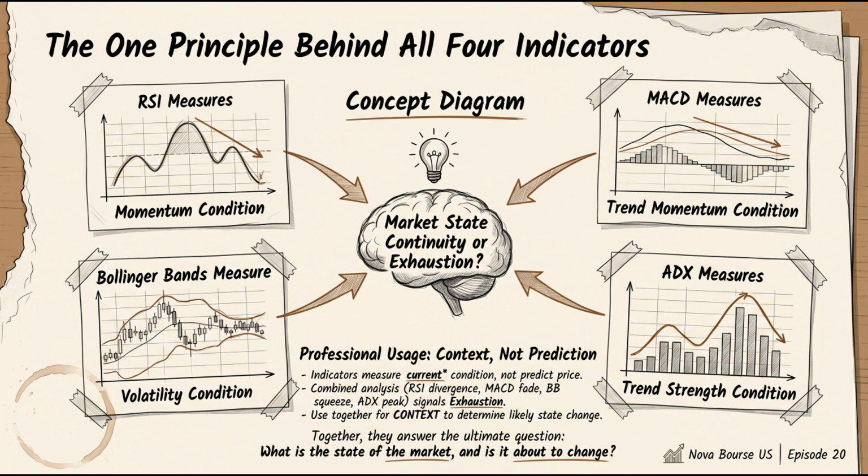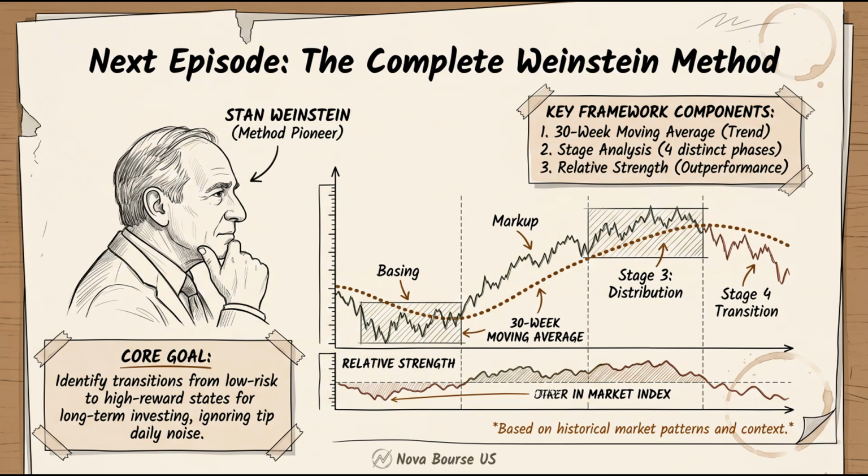Context is everything. In our next episode, we are moving beyond individual indicators to explore the complete Weinstein method. We will look at stage analysis, a comprehensive framework using the 30-week moving average and relative strength to track when a stock moves from a base to accumulation and finally to the markup phase. This is the preferred method for long-term investors who want to capture the biggest market moves without getting shaken out by daily noise. Join me then as we learn to trade with the big picture in mind.